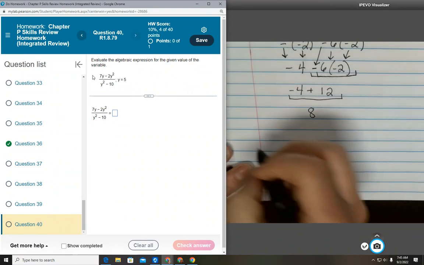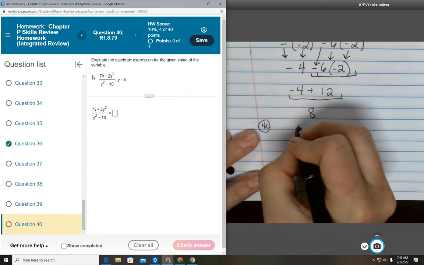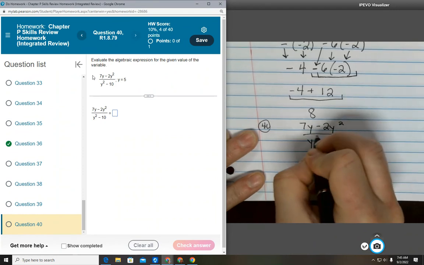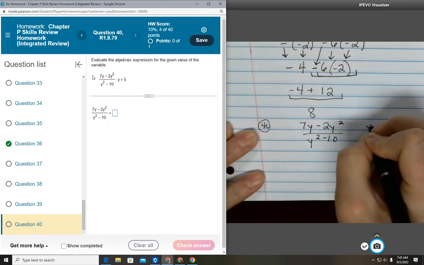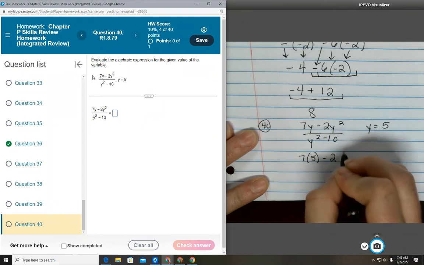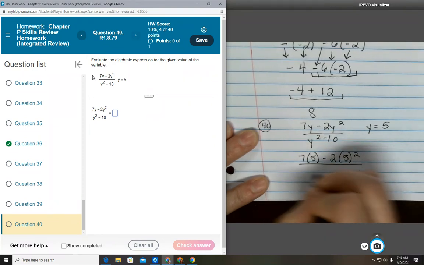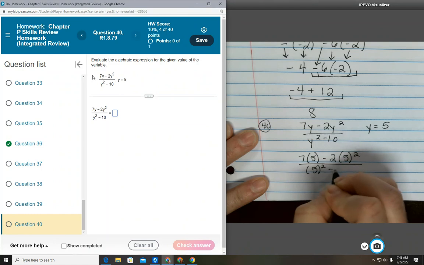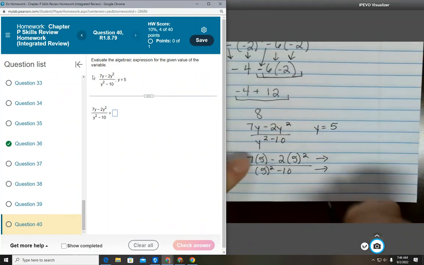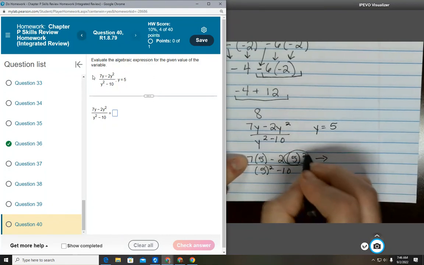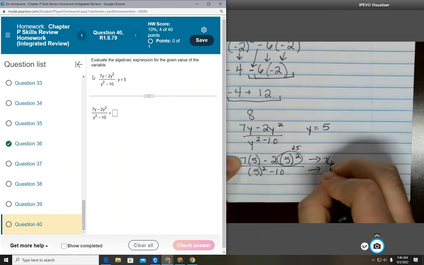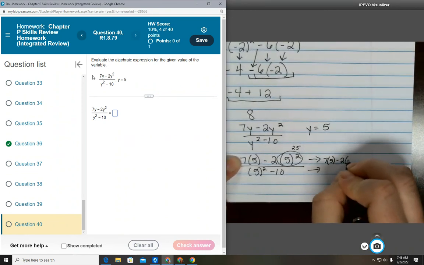Same with this. Let's go ahead and do this one, though. So it is 7y minus 2y squared over y squared minus 10, where y is 5. So 7 times 5 minus 2, parentheses, 5 squared, over 5 squared minus 10. So you simplify top and bottom separately before you reduce anything. So this says exponents first, so I need to do this. 5 squared is 25. So it's 7 times 5 minus 2 times 25.